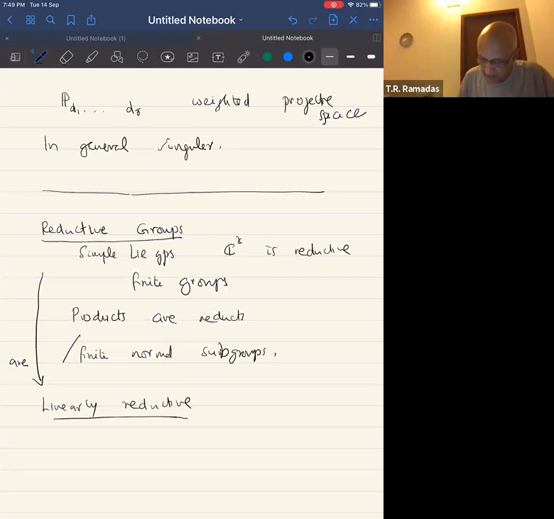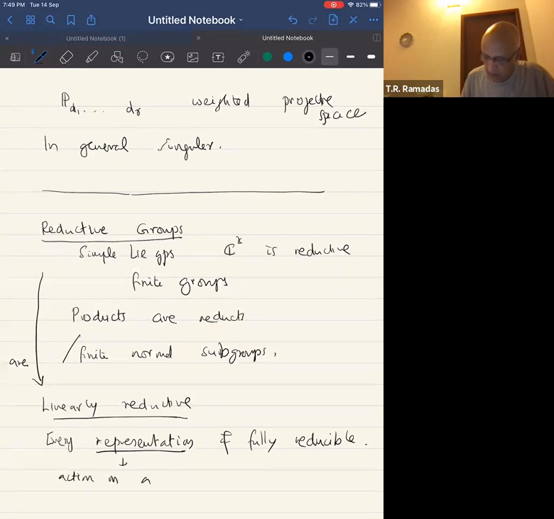This means that every finite dimensional rational representation is fully reducible. I should define a representation; I will do that in a minute. So what is a representation? It's an action on a vector space. A linear action.